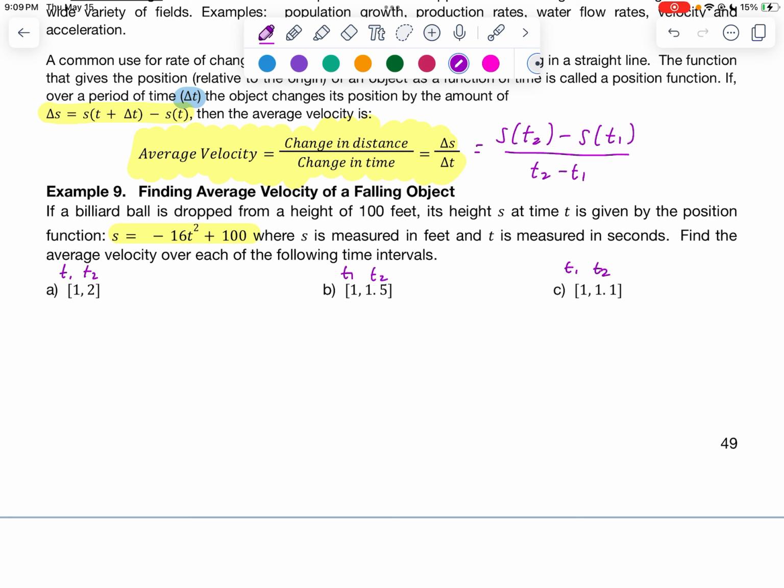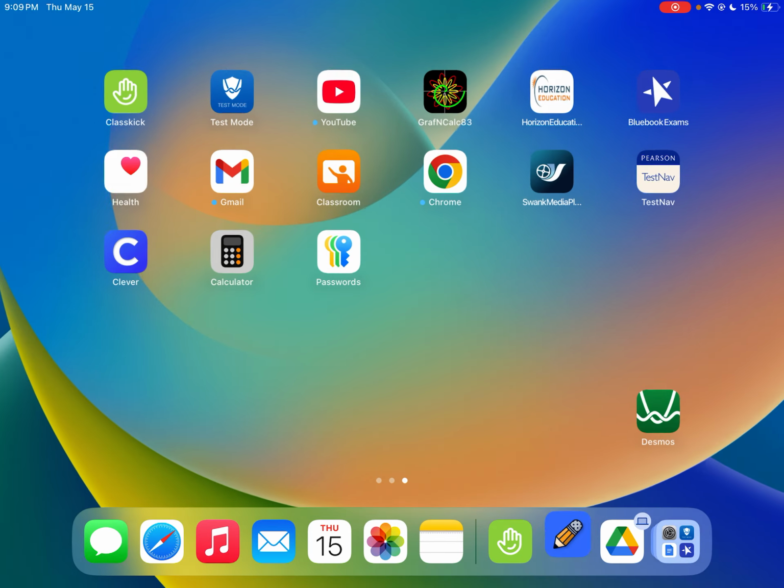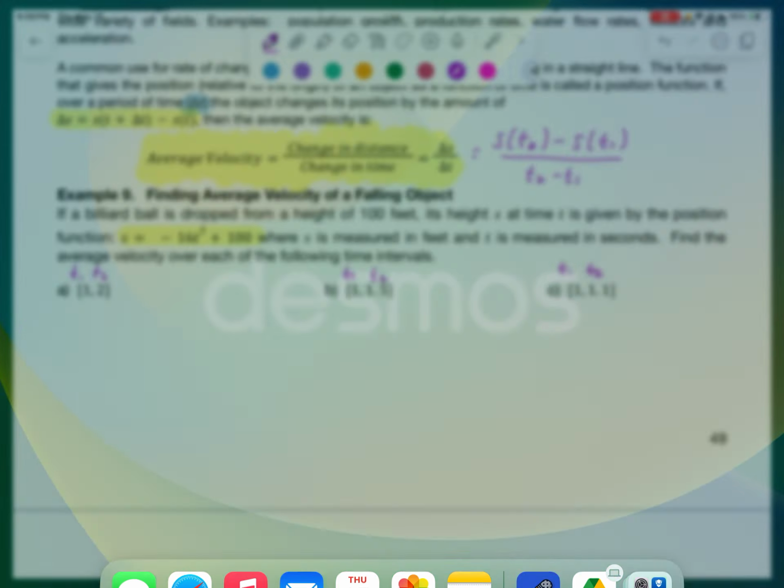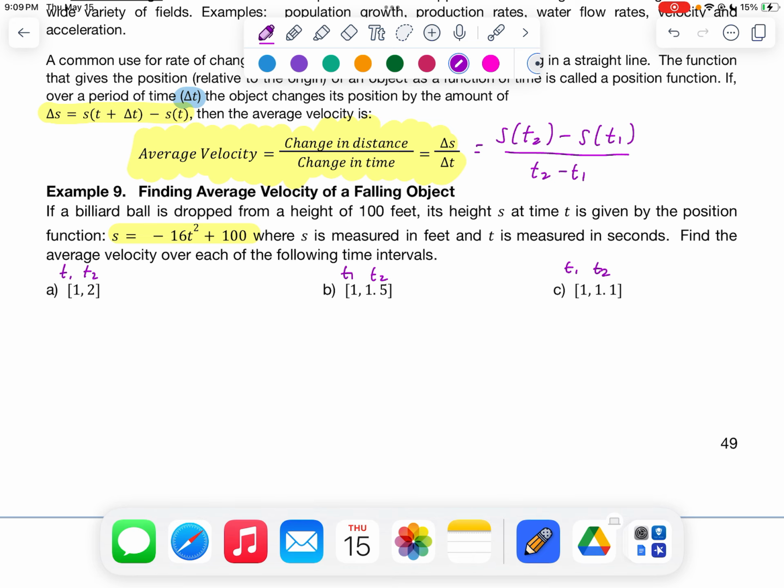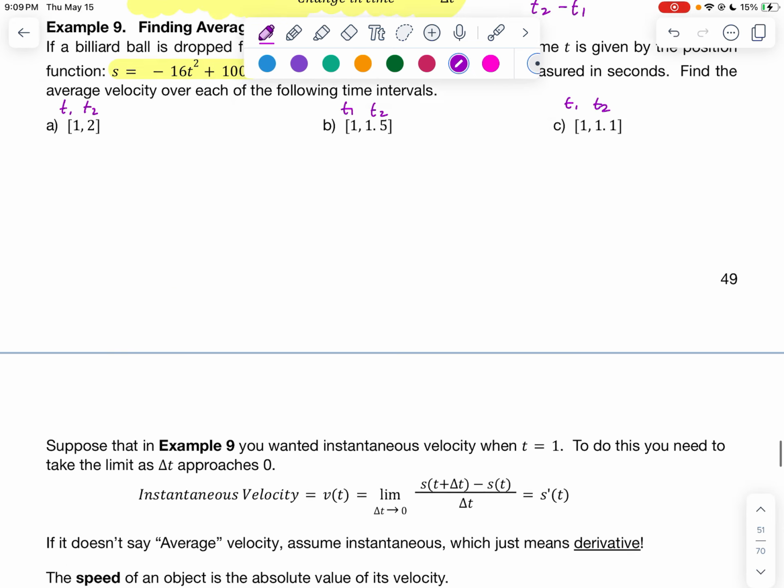You might want to pop out your calculator. That's fine to use your calculator. I am going to use, oh no, where's my Desmos? There you go. I'm going to use, come on, what the hey?